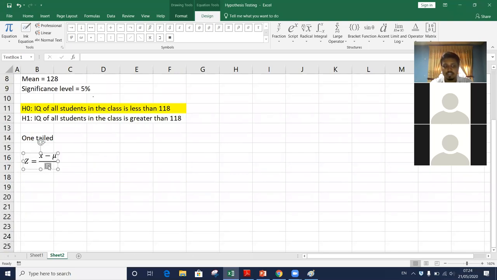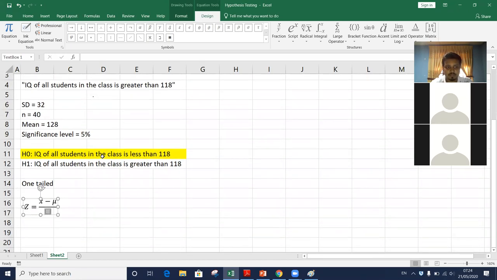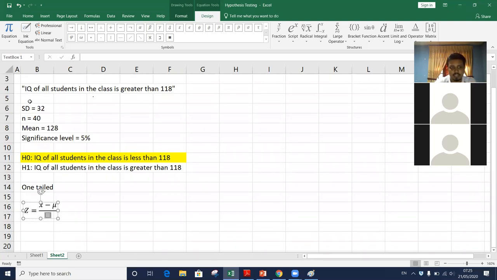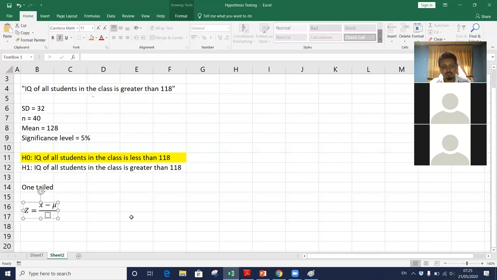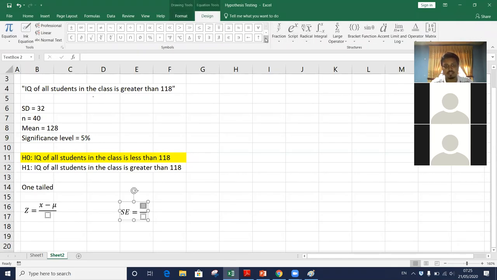Now there are two things. Is it should be standard deviation or is it should be what is the other one? SE, standard error of mean. Right? Standard error of mean. Standard deviation divided by square root of n, or square root of sample size.